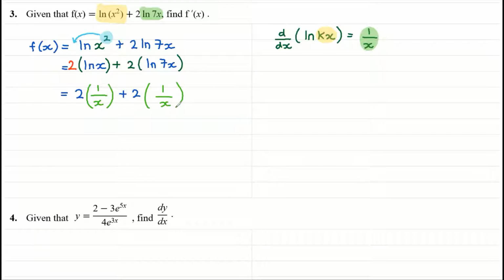Now, we just simplify this. We can actually collect some like terms here. So this is going to be 2 over x plus 2 over x. Okay, so we've effectively got 2 lots of 2 over x.